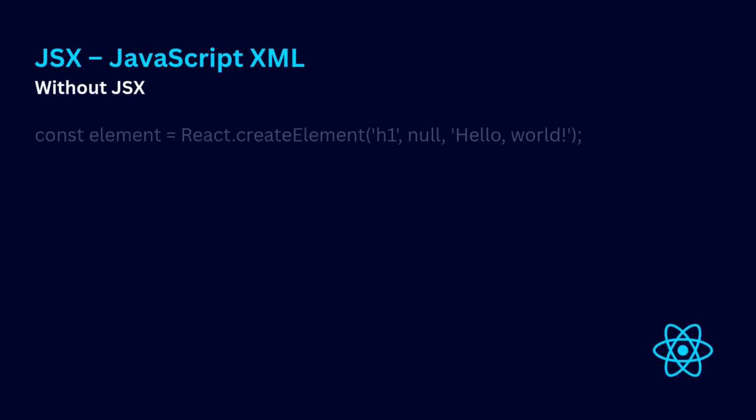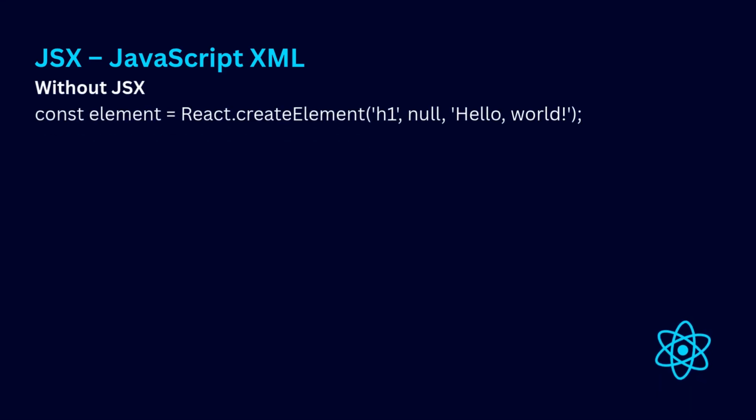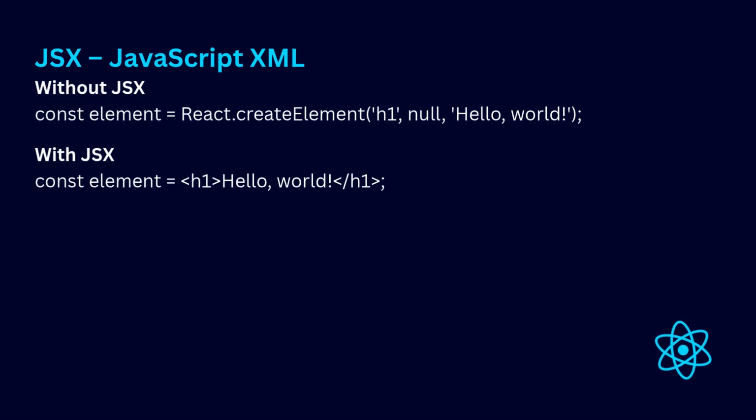Here is a quick comparison. Without JSX: const element = React.createElement('h1', null, 'Hello World'). With JSX: const element = <h1>Hello World</h1>. Much simpler, right? JSX lets you describe how the UI should look in a way that feels more natural and readable. That's why it's used in almost every modern React project.